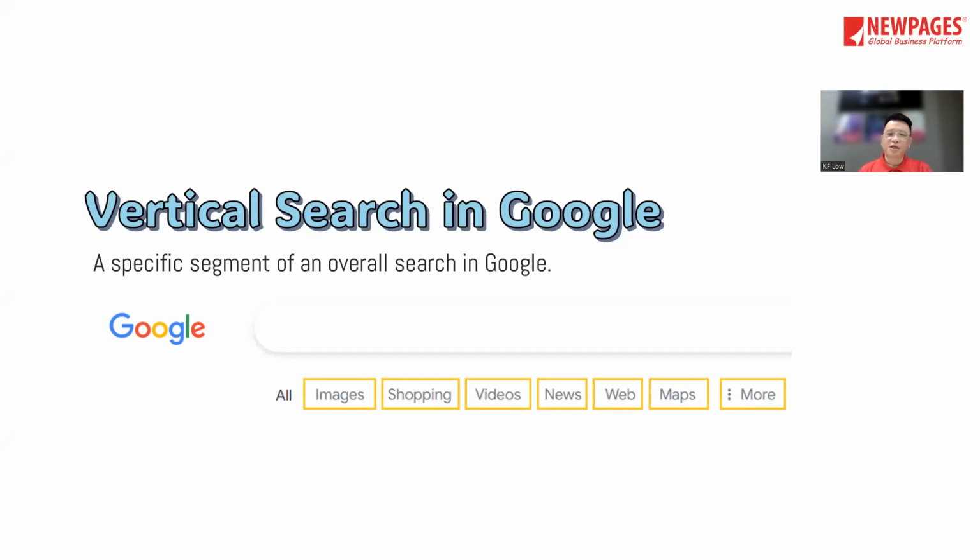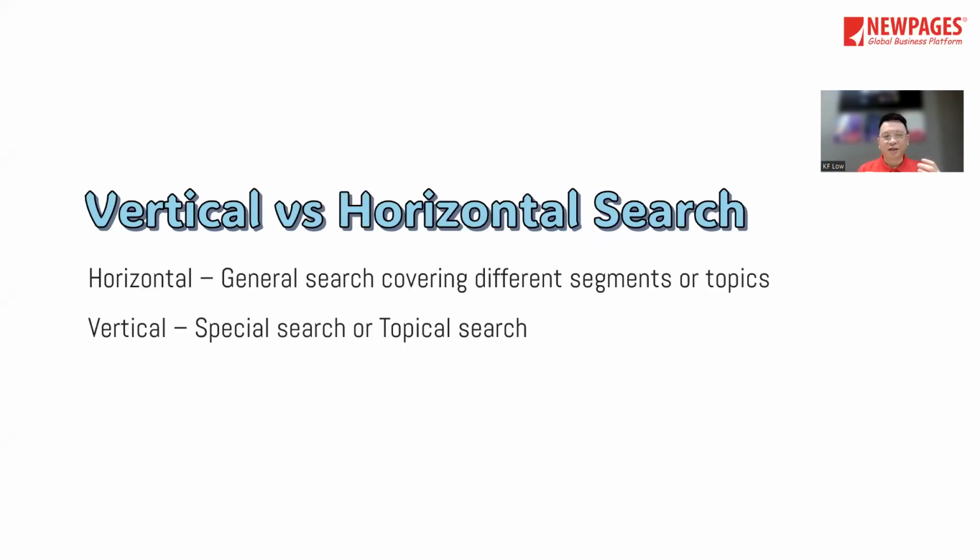But then, of course, you will be asking, if there is a vertical, there is a horizontal, right? So what's the difference between vertical and horizontal? I will tell you that a horizontal search is more of a general search covering different segments of topics. But a vertical search is a special search, or in other words, a topical search. Talking about topical, one day I will discuss topical search, but for today, let's talk about horizontal and vertical. So vertical is more specific on a particular segment.